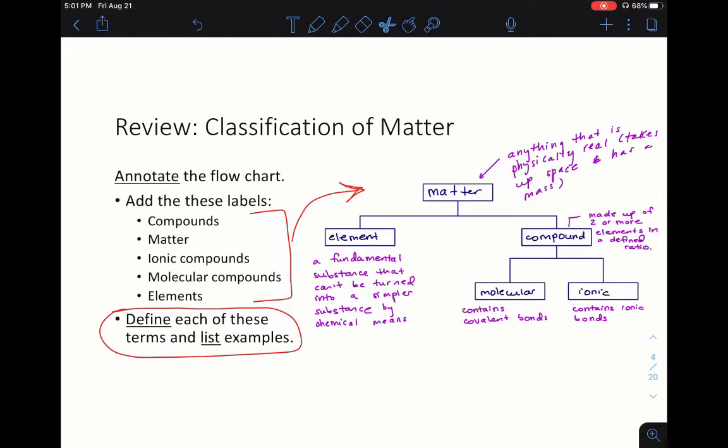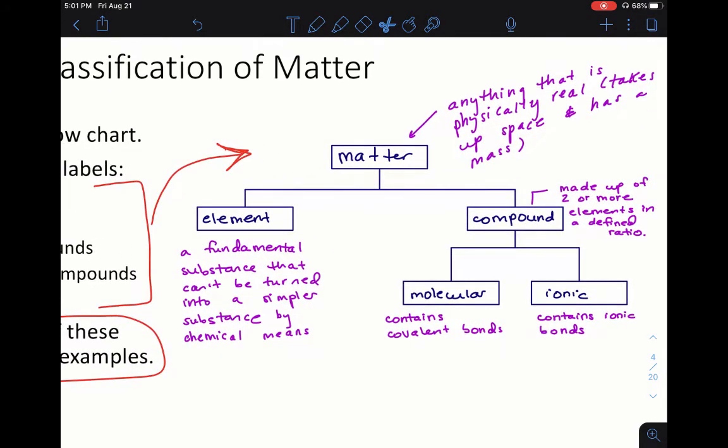What I have written here should be pretty consistent with what you learned in general chemistry. Let's take a look. So matter is anything that is physically real, which means it takes up space and has a mass. Takes up space just means it has a volume. So not energy, but pretty much everything else, right? The two big groups of matter that you discussed in general chemistry were elements and compounds.